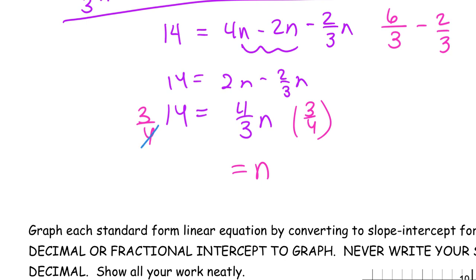Sure it will. They're both even. 2 will go into 4 twice. 2 will go into 14 7 times. Always make your numbers smaller before they go bigger. 21 over 2 is what n equals. Leave it just like that. Don't need to convert.